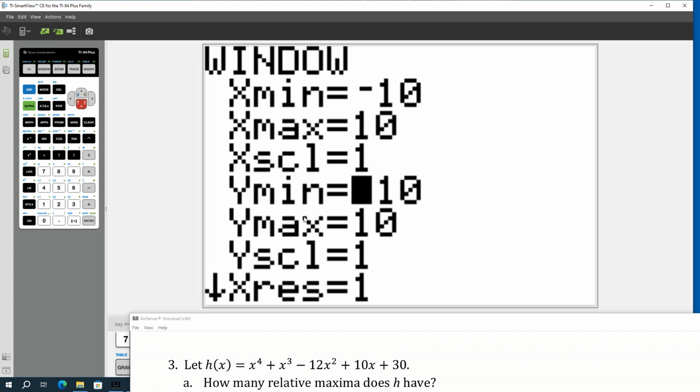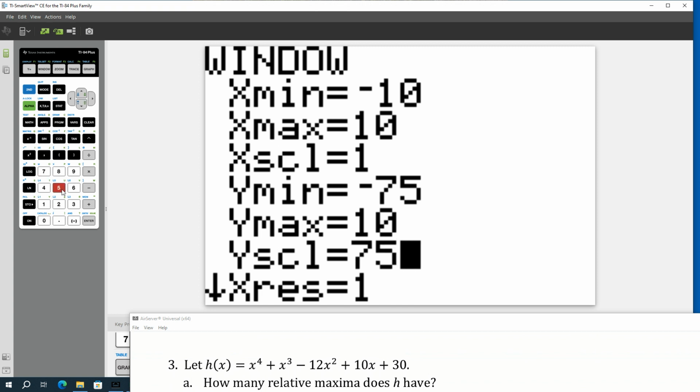So I'm going to scroll down to y min and change that to -75. I'll make sure I'm included enough if I go that far. And then I don't particularly need to know how high. Oh, hold on, don't do that. I don't particularly know how high to go. So I'm just going to go to +75. And if it's not good, we'll know when we look at the graph.